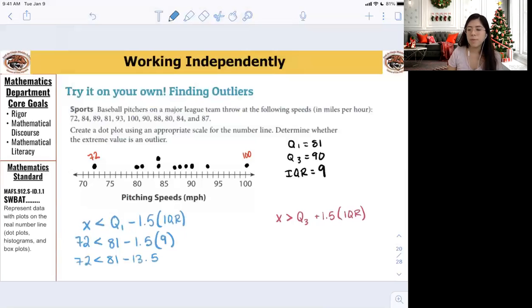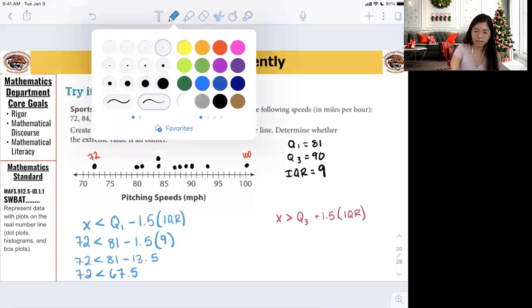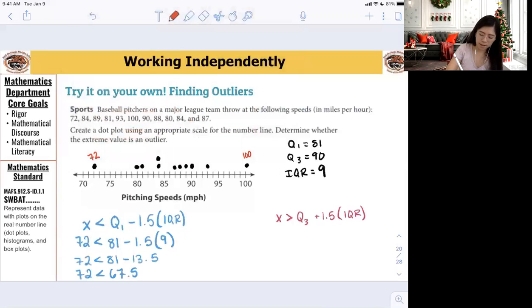And then what is 81 minus 13.5? 67.5. Yeah. Good. 67.5. Is 72 less than 67.5? No. It's not. It's greater than that. So 72 is not an outlier.